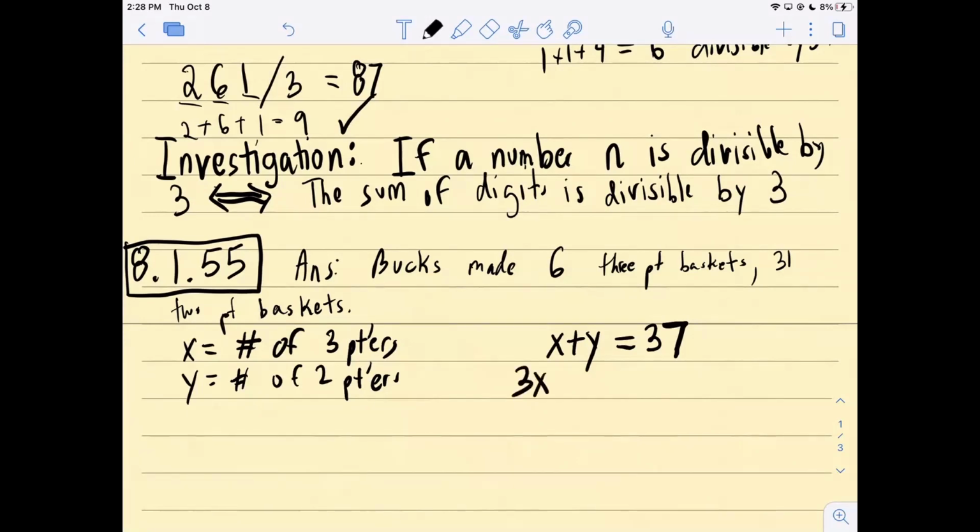3x. And then what do we do with the y? 2y. Okay, now we have to go back to the answer. How many total points are made in this situation? 37. 37 is it? Oh no, that's the number of baskets. But what's their actual score? So you have to add things up. You have to multiply and then add.